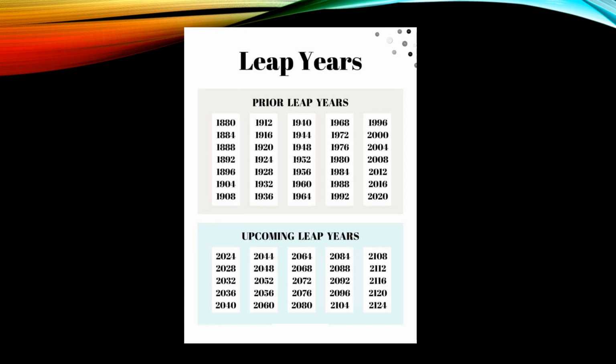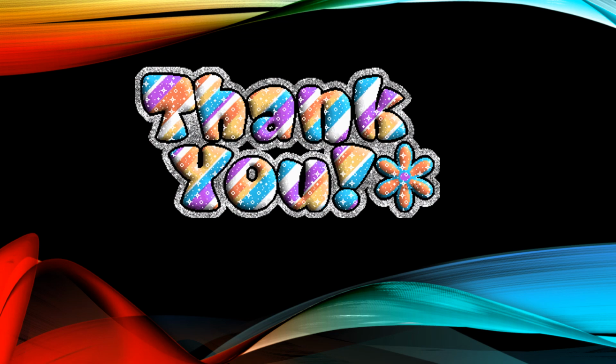Some of the prior leap years are 1880, 1884, 1888, 1892, 1896, 1904 and 1908. You must have noticed that all these numbers are divisible by 4. Some of the upcoming leap years are 2024, which is this year, 2028, 2032, 2036, and the rest which is given here. You must have noticed that these years are also divisible by 4.